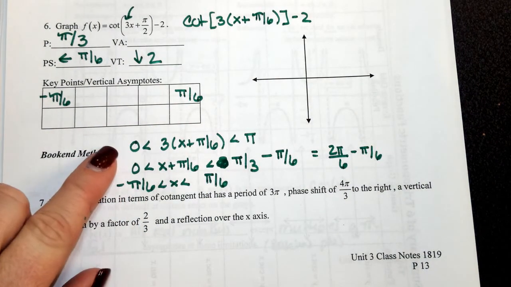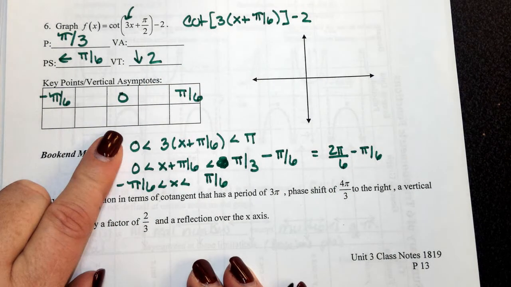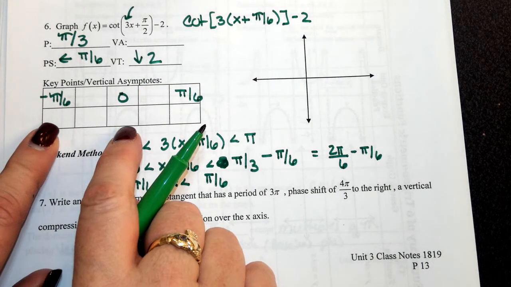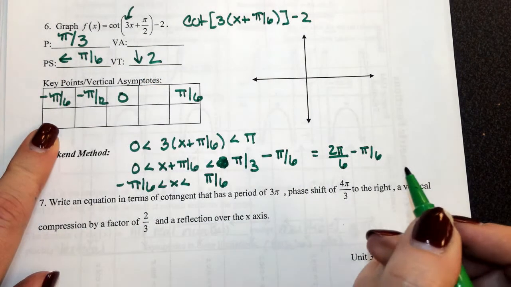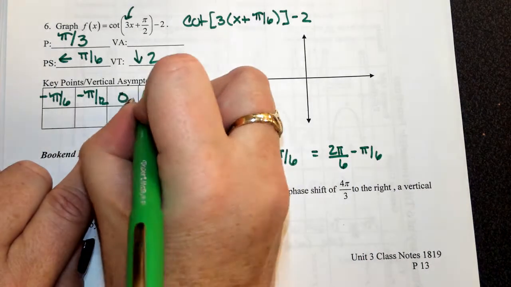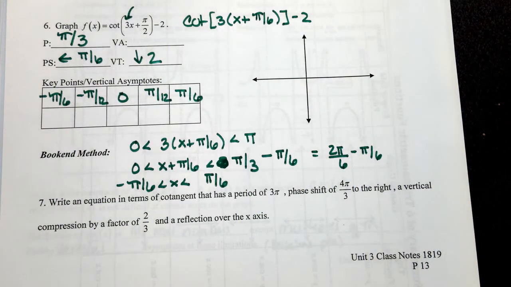What's the midpoint? Midpoint's going to be what? 0. And then the midpoint between negative pi over 6 and 0 will be negative pi over 12. And then the midpoint between 0 and pi over 6 will be pi over 12. Any questions, guys, on how I got the divisions along the x-axis?